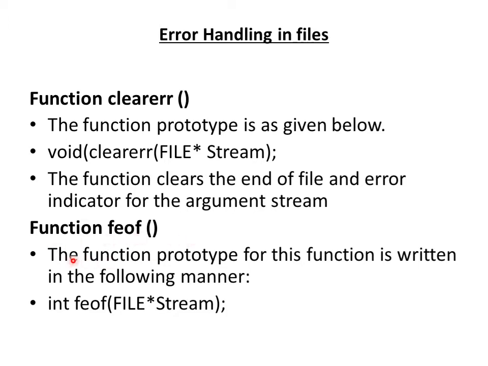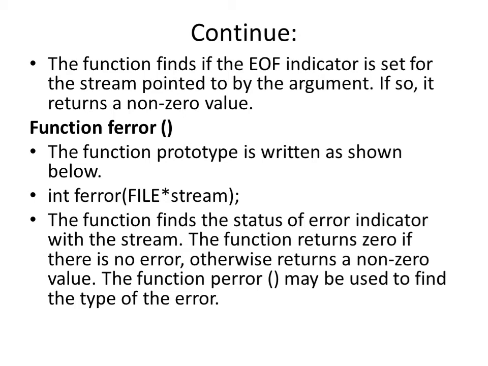The feof function. The function prototype is written in the following manner: int feof(FILE *stream). That means feof is file end of file, and the argument is a file pointer variable. The function finds if the end-of-file indicator is set for the stream pointed to by the argument. If so, it returns a non-zero value. Here I am giving an example in the next slides.